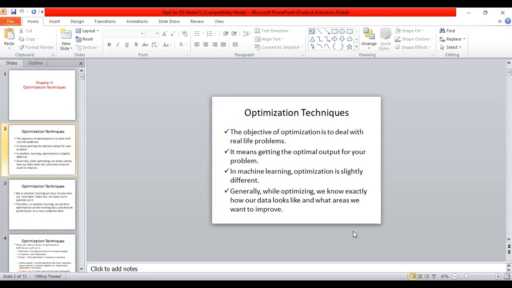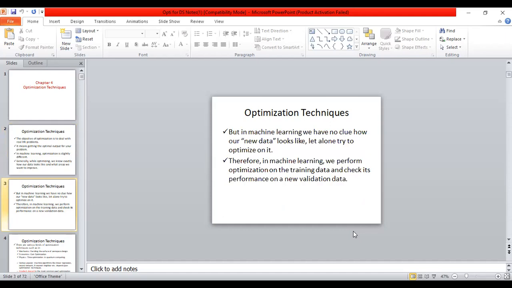In general, while doing optimization, we know exactly what the data looks like, whereas there are areas that we want to improve this. In machine learning, we have no clue what our new data looks like, let alone try to optimize it. So the challenge is what the data looks like, and therefore in machine learning we perform optimization on the training data and check its performance on new data, what we call validation data.